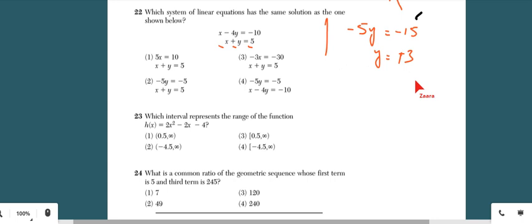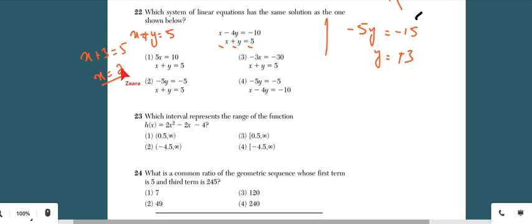Now let's substitute y equals positive 3 here. So I will get x plus y equals 5. That means x plus 3 equals 5, so x is equal to 2. So the value of x is 2 and the value of y is 3.